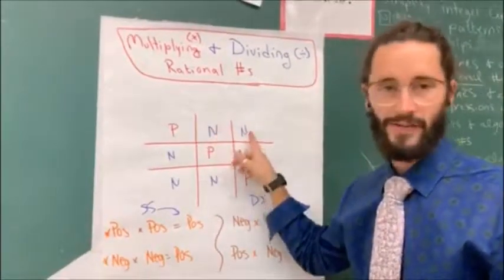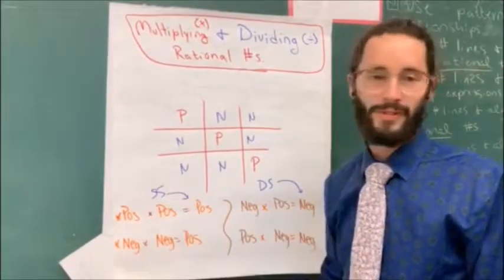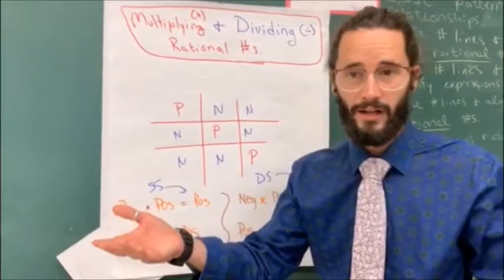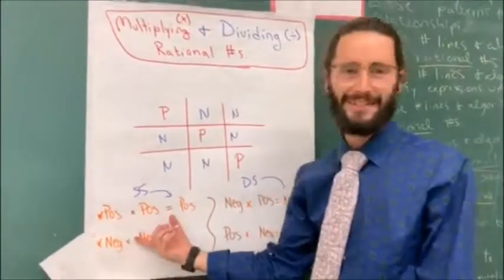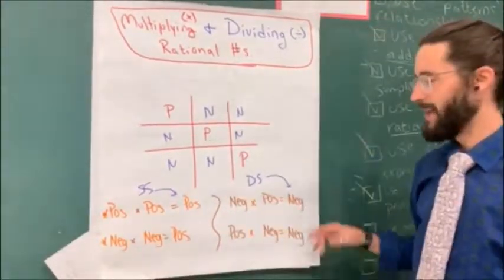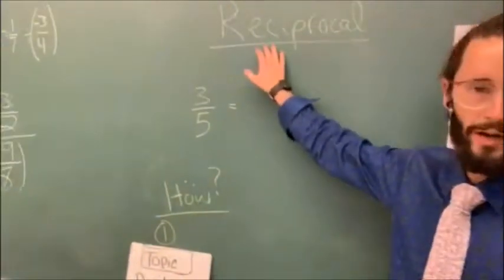A positive divided by a negative is a negative. Negative and negative is a positive. Or you can just come up with this simple idea that when you divide same signs, you get a positive. Same signs give you a positive, and different signs make a negative. All right. So to be able to do this, we need to talk about one idea really quickly.